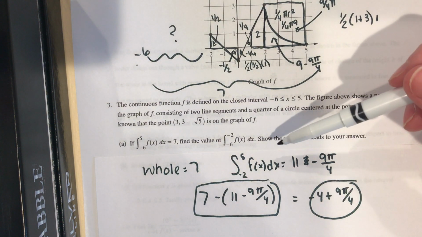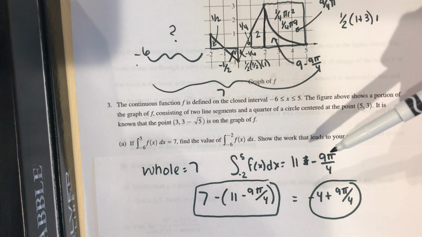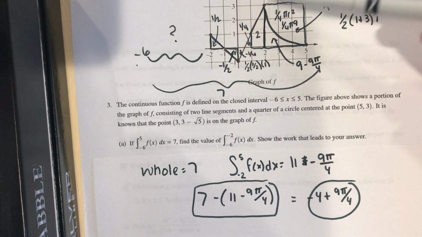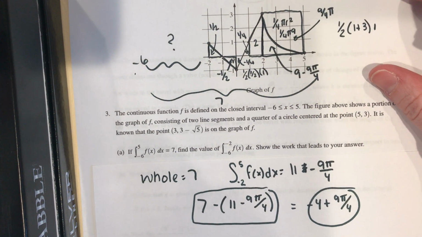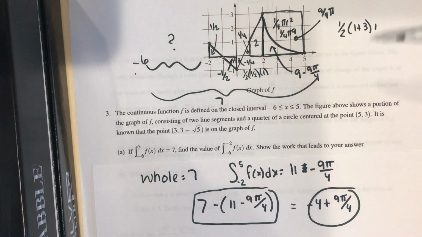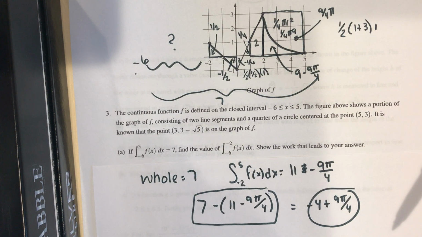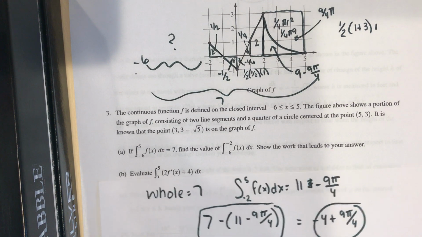So for this question, it just says show your work. So you want to make sure you get full credit. Write down everything that you did. I kind of put it up in the graph here, but if they give you a box to show your work, make sure you put everything in the box. Okay, so let's go on to part B.